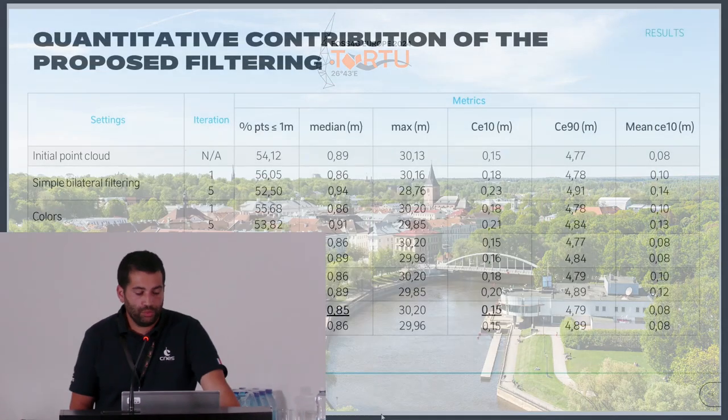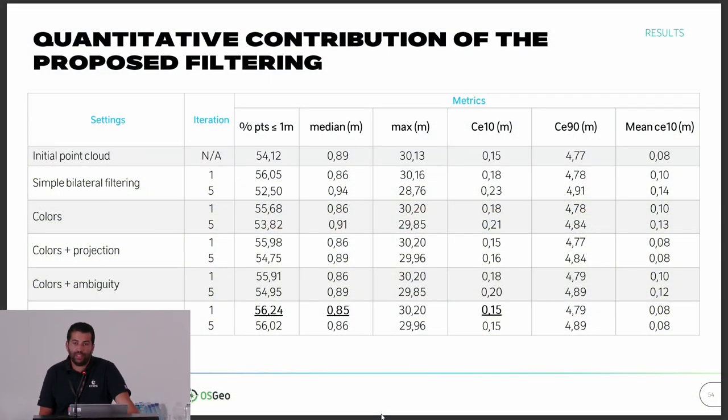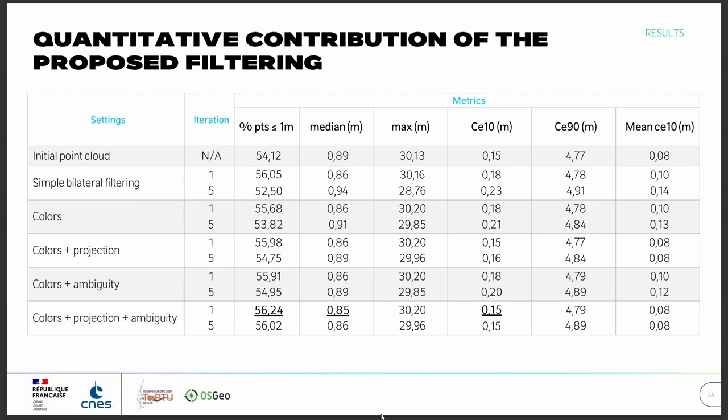We try also to quantitatively qualify our method. It was very difficult to prove quantitatively the results we see qualitatively, but we see that with the method we obtain better results. We have more points near to the reference, and with the iteration the method is more robust.